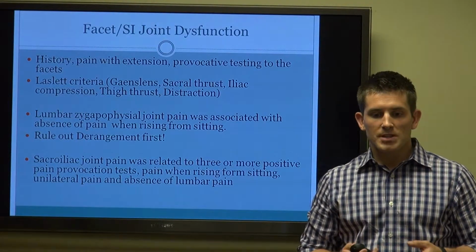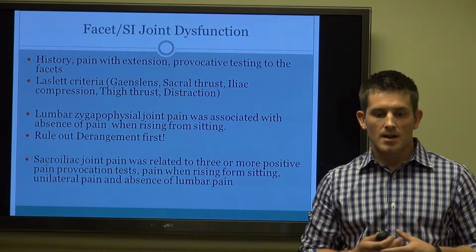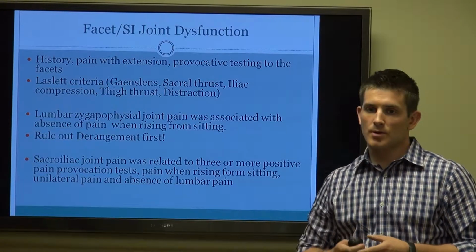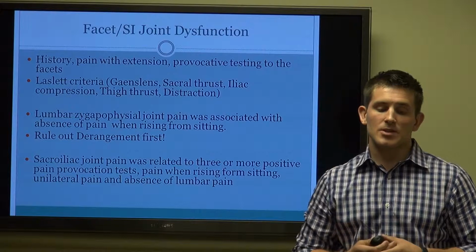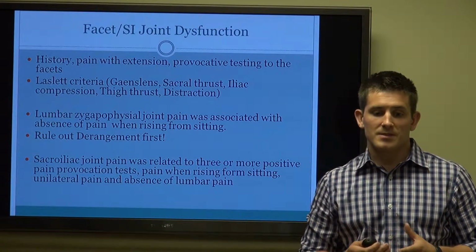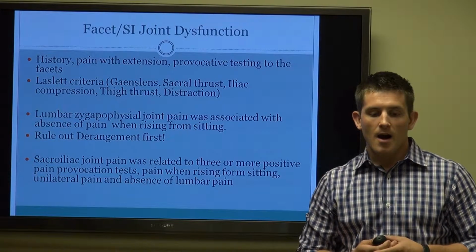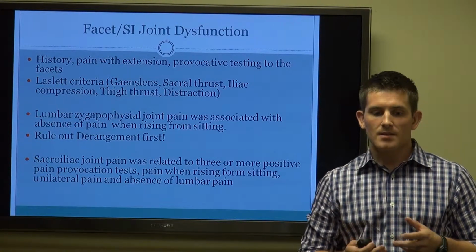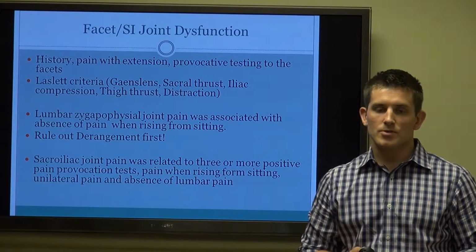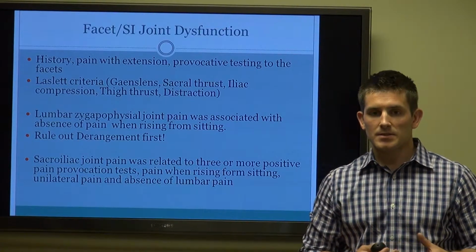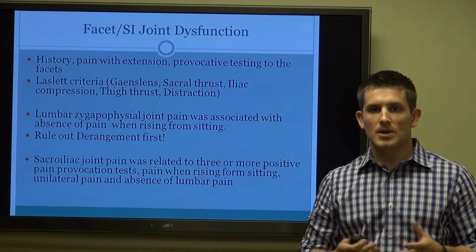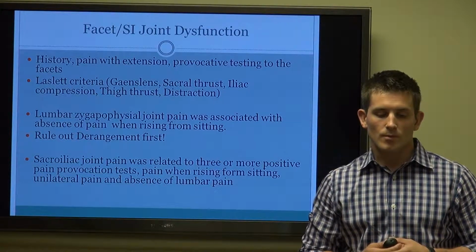Now the lumbar Z joints are associated with absence of pain when rising from sitting. So we talked about the disc being pain going from a sitting to a standing position. Generally the Z joints will present with an absence of pain with rising from sitting. Whenever we talk about the SIs, and I'm overlapping here a little bit, we want to rule out the derangement first. So the primary thing we want to make sure is not going on is the disc derangement. A lot of times disc derangements will masquerade as SI symptoms because of the nature of radiation with the disc.